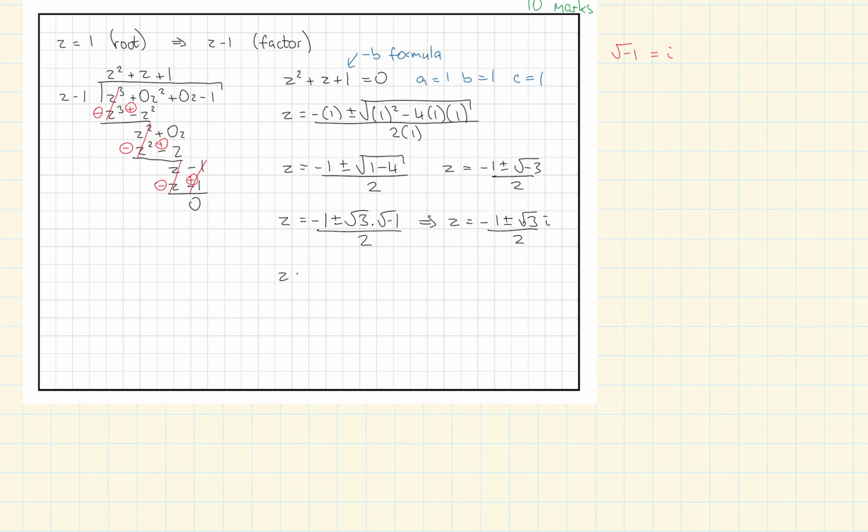I'm going to write them separately as we're in fraction form. So that's minus a half plus or minus root 3 over 2 i. And we know we should get 2 answers. If it was a quadratic, we use the minus b formula. And you'll note also that these are a conjugate pair. So we have minus a half plus root 3 over 2 i, and minus a half minus root 3 over 2 i.